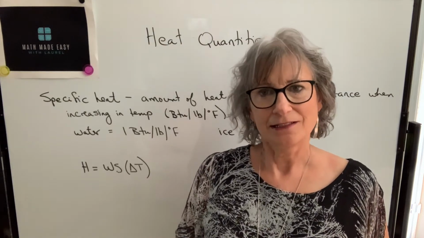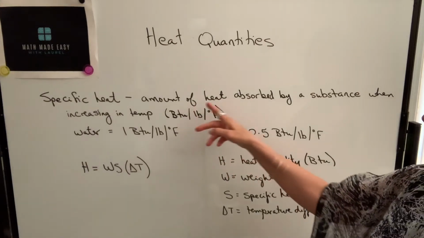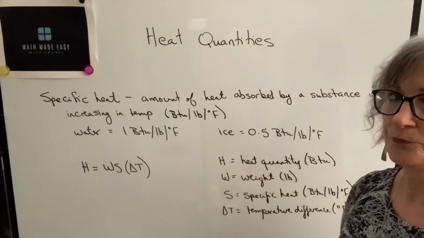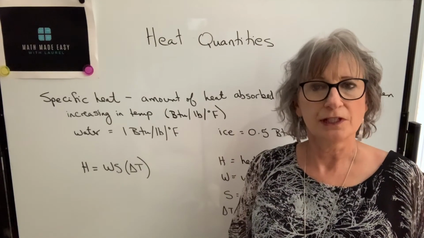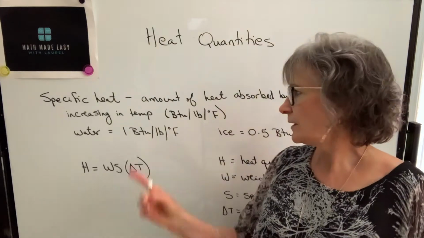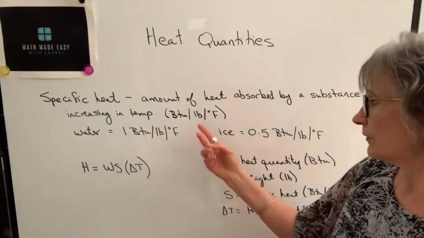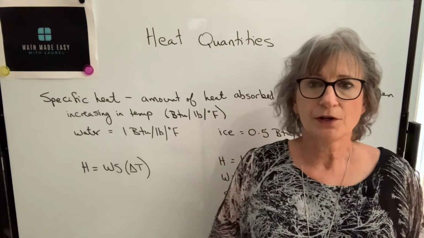heat and latent heat. To start off with, specific heat is defined as the amount of heat absorbed by a substance when increasing in temperature. We're going to be using the English system, so that quantity is going to be measured in British thermal units, BTUs, and because we're working with imperial units, the weight will be in pounds and the temperature in degrees Fahrenheit.